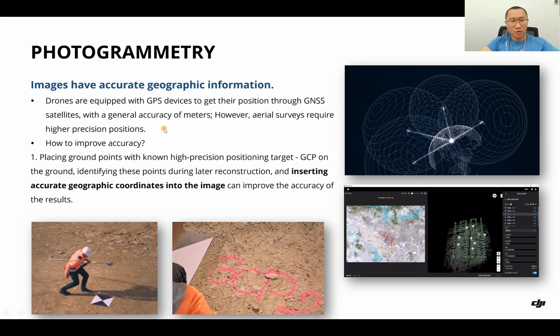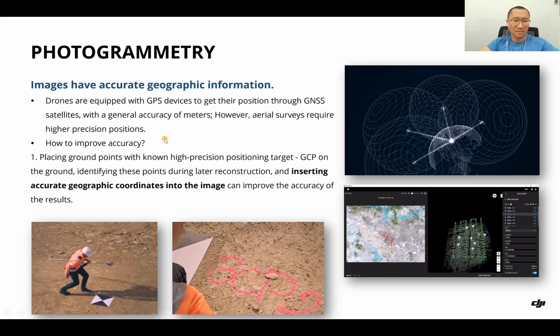As we all know, drones are equipped with GPS devices to get their position through GNSS satellites, with a general accuracy of meters. However, aerial surveys require higher precision positions. How could this be improved?